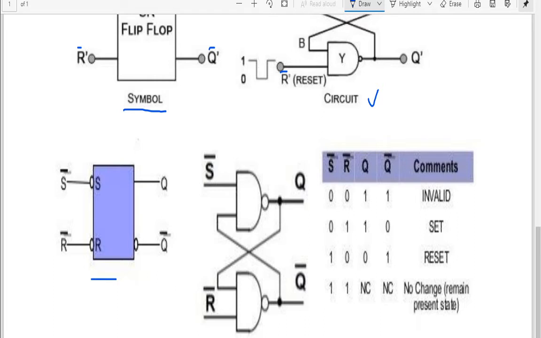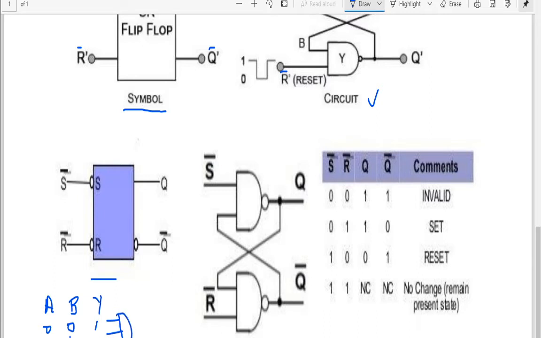So can anybody tell the NAND gate truth table? We have A, B and the output Y. For inputs 0 0, 0 1, 1 0 and 1 1, the NAND gate output will be 1, 1, 1 and 0. So this is the output of your NAND gate.